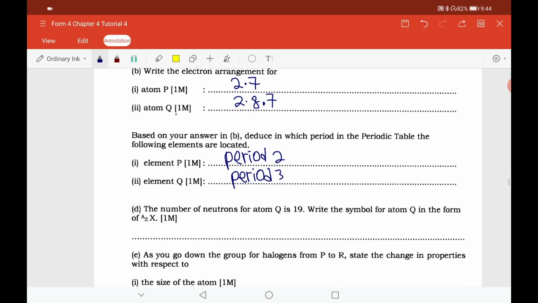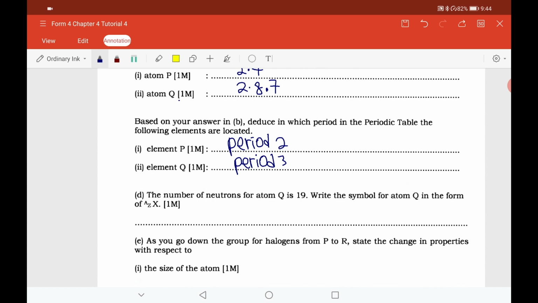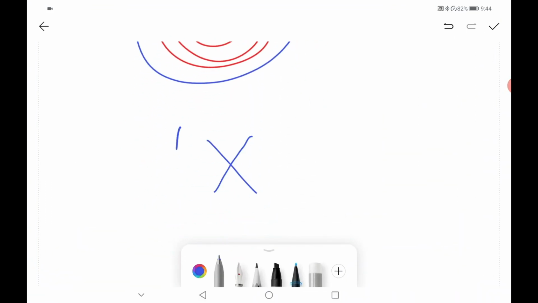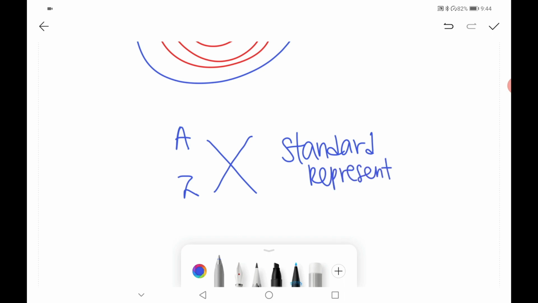Next one, the number of neutrons of Q is 19. You have to write the symbol for Q in the form of X with A and Z. This is called standard representation. When you see something like this, X, A, and Z, this is called standard representation that you learn in your Form 4 Chapter 2.